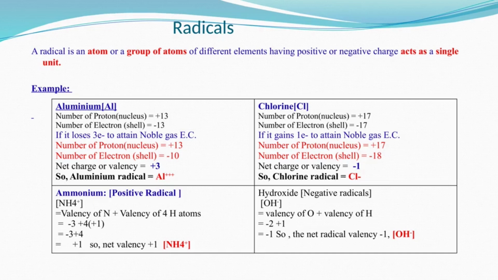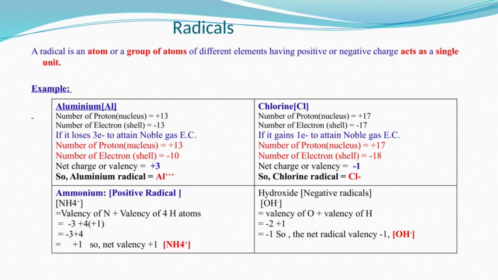So the valency of nitrogen is minus 3 because it requires 3 electrons to be stable, whereas one hydrogen atom can give 1 electron, so it carries a positive charge. There are 4 hydrogen atoms, so altogether minus 3 plus 4 equals plus 1. So the net valency equals plus 1, and the ammonium radical will carry a positive charge.